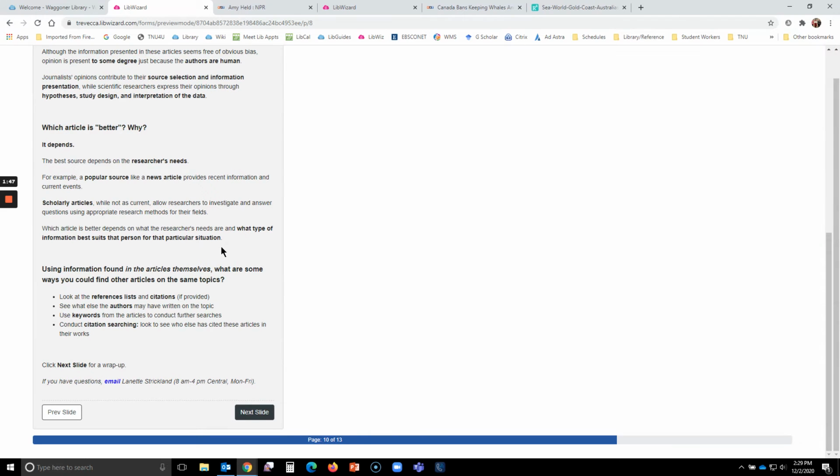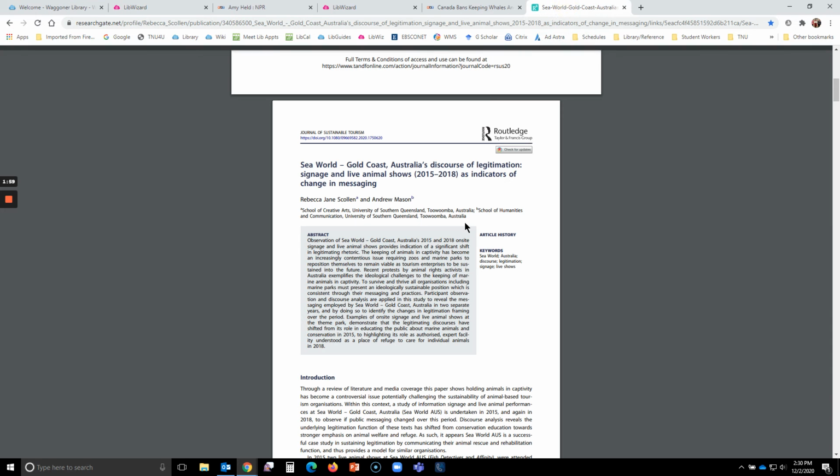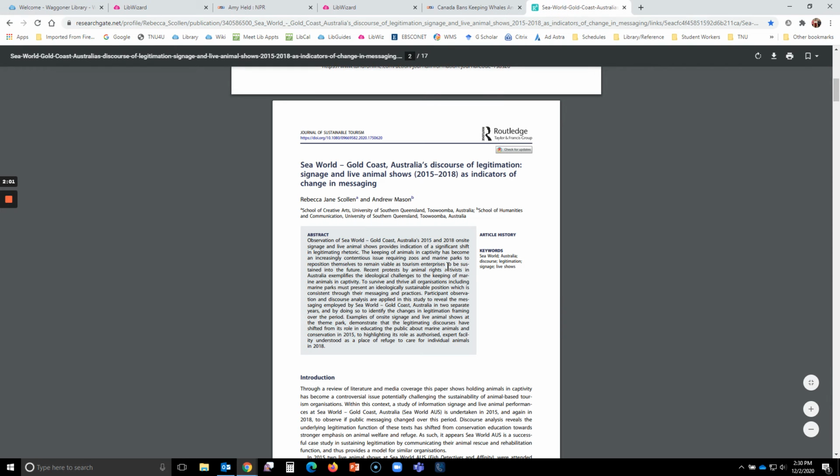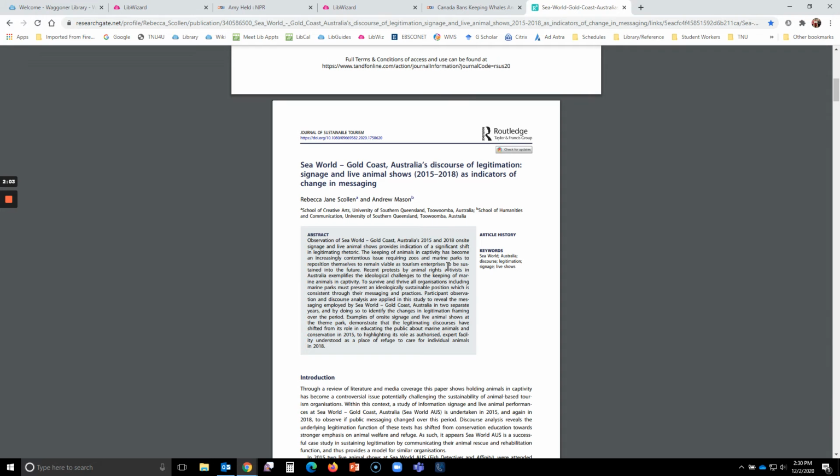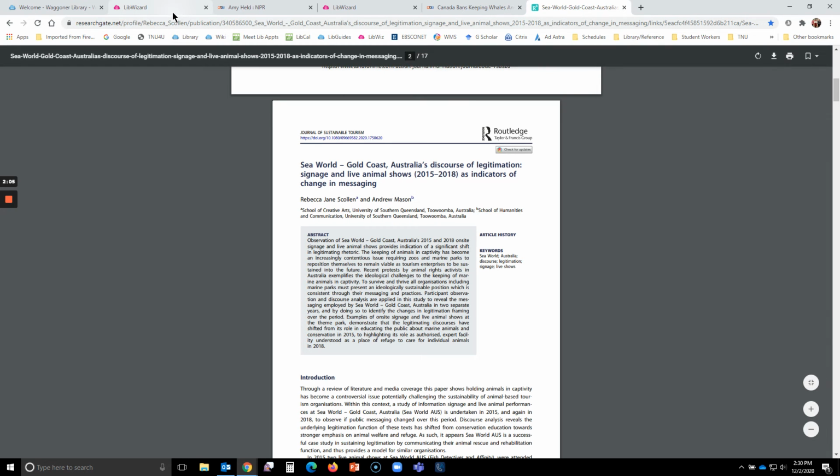Now, the last thing I want us to look at is something that I think is really important, not just for this situation, but for all of your research situations, and that is how to find other articles on the same topic by using just these articles. So, for instance, in the scholarly article, you could look at the list of references at the end and find other similar articles. You could look online and see what other articles that these authors have written.